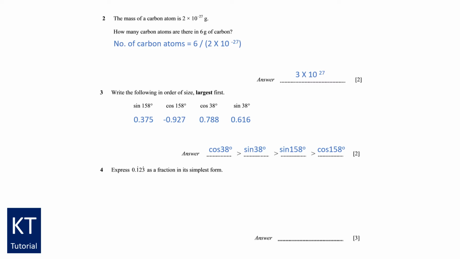Question 4. Express 0.123 as a fraction in its simplest form. This would be 123 over 1000 minus 1. And in its simplified form, it is 41 over 333.